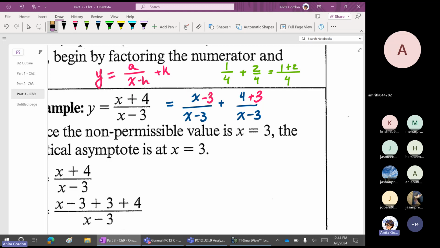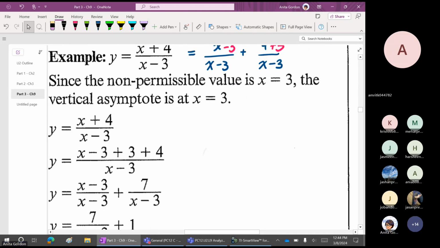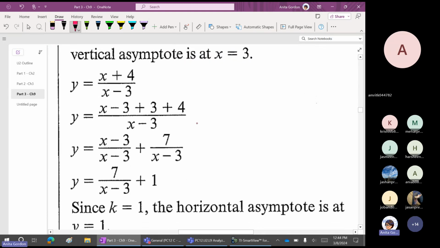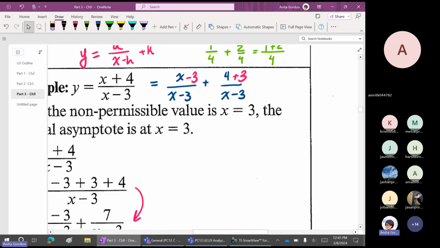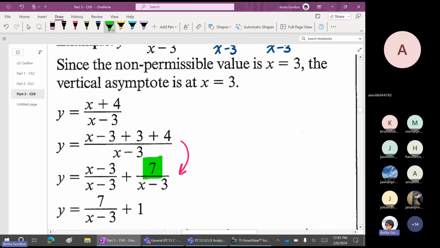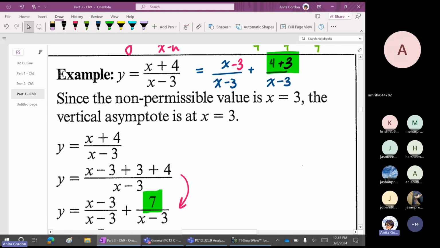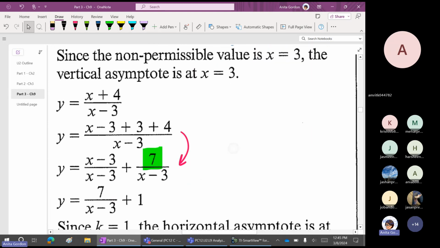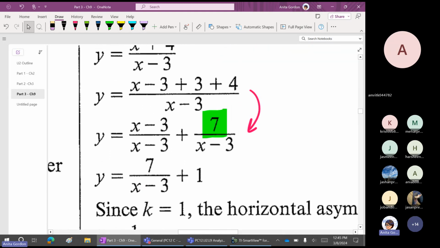Okay, now I can jump down here. And they have simplified what I have up here. 4 plus 3 is 7. And I have x minus 3 over x minus 3, and 7 over x minus 3. So now you can see I have a whole factor in the top and a whole factor in the bottom. They are exactly the same. Now I can cancel them out.